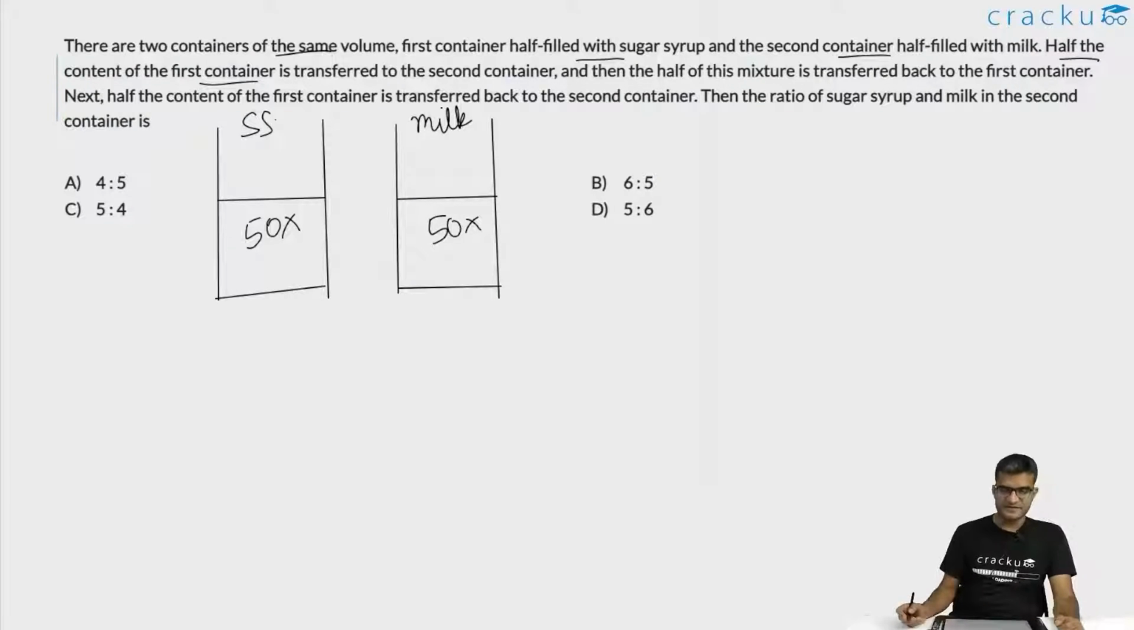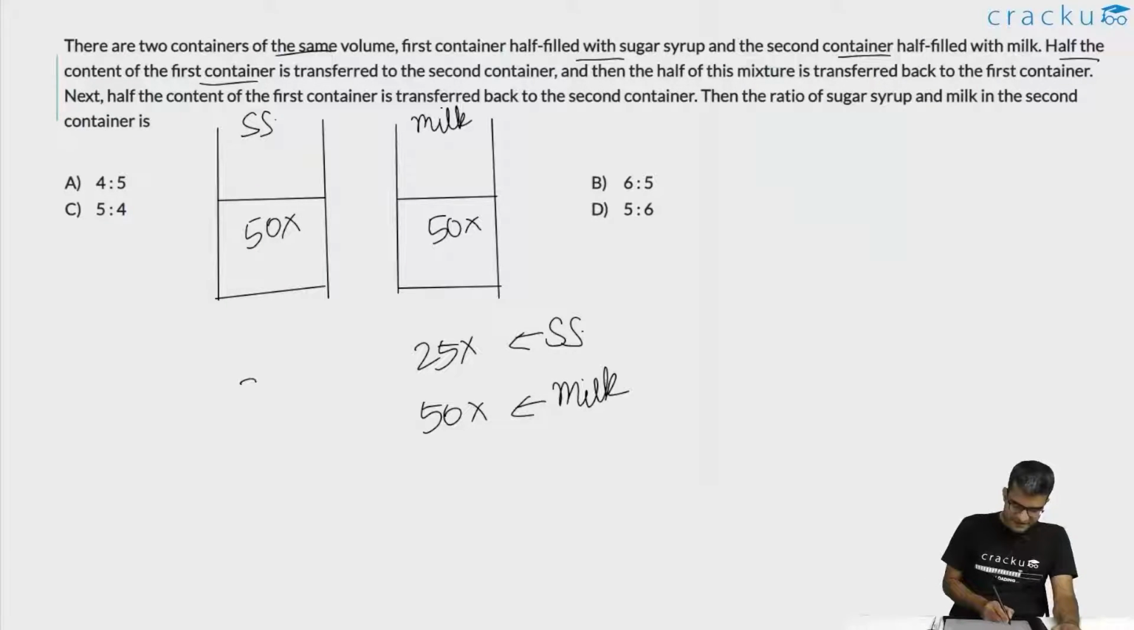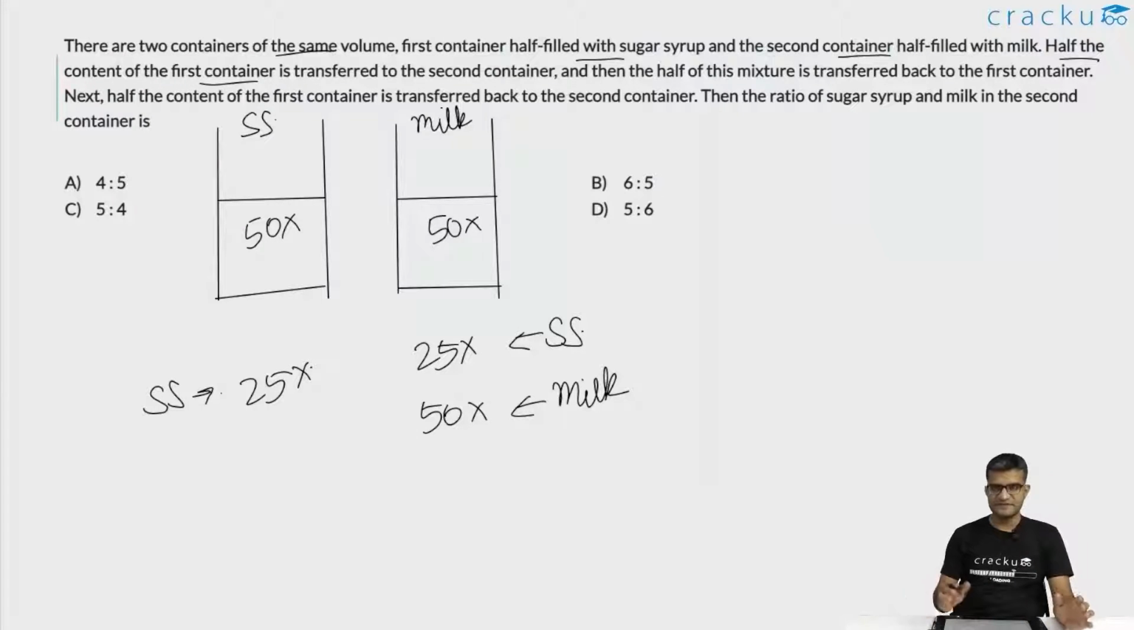Half of the contents of the first container are transferred to the second container. What is half of the contents of the first container? That will be 25x. So 25x will be the sugar syrup in the second container and 50x will be the milk in the second container, and 25x remaining will be the sugar syrup of the first container. This is after the first transfer is done, and half of this mixture is transferred back to the first container.